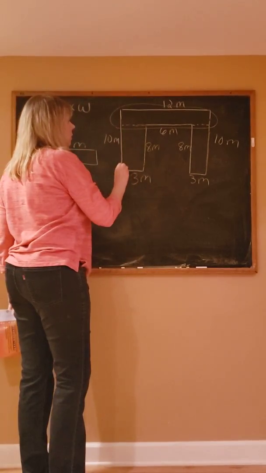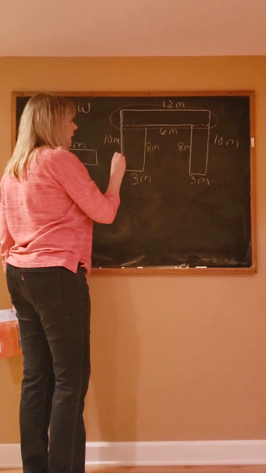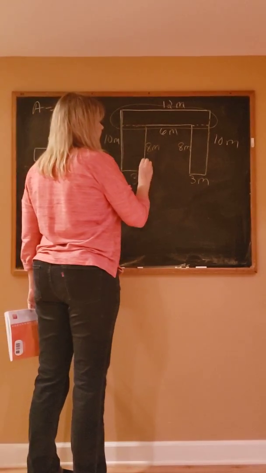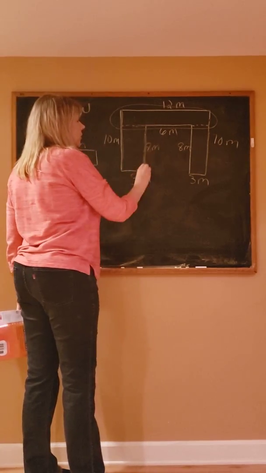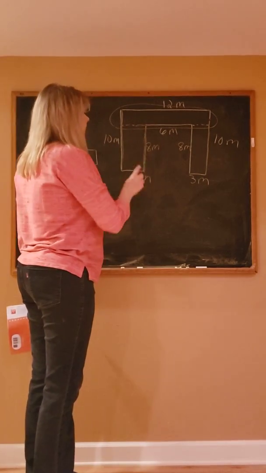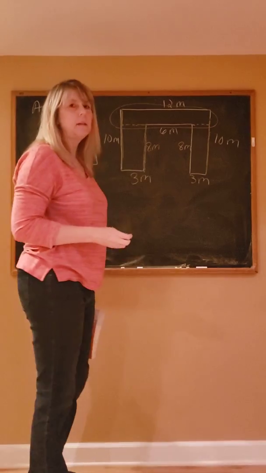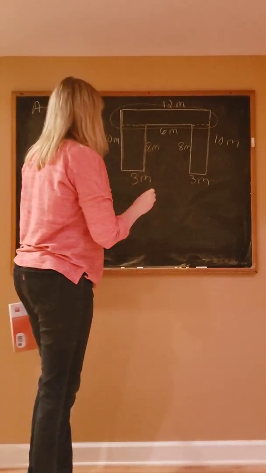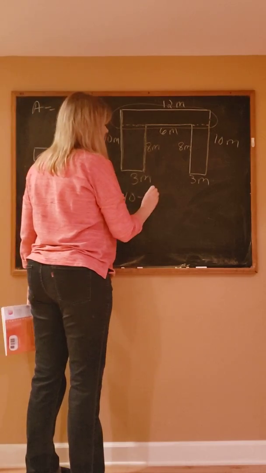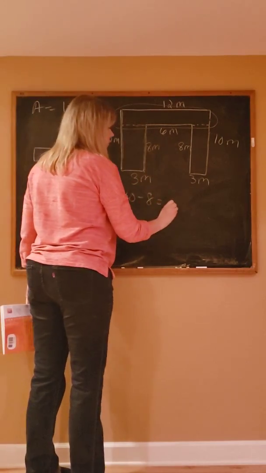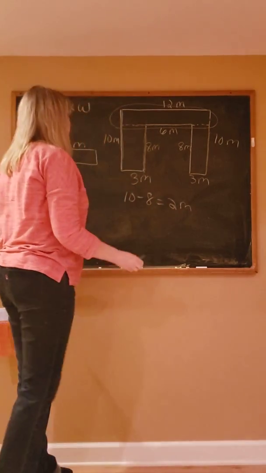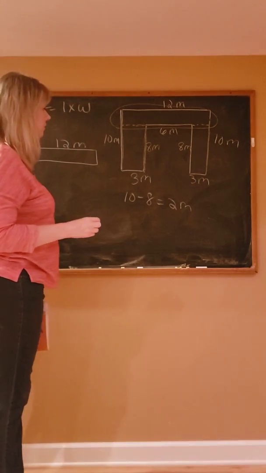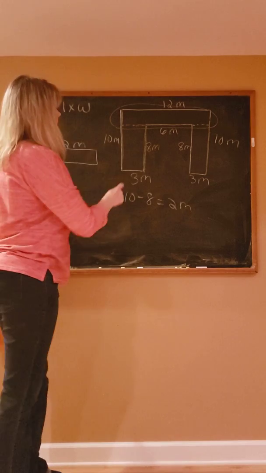If I know that this whole side is a total of 10 meters, and this side is only 8 meters, I'm going to subtract my 2 numbers to figure out what this side is. So I'm going to do 10 minus 8, and it's going to give me 2 meters. So this side is going to be 2 meters, all right? You see how I did this?